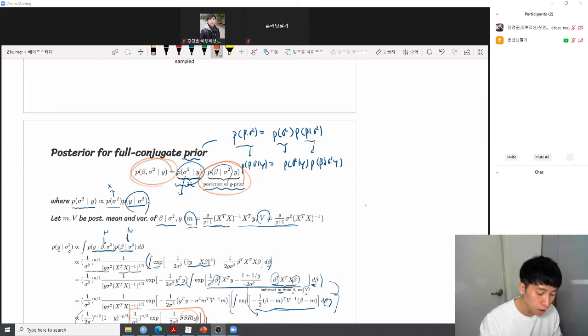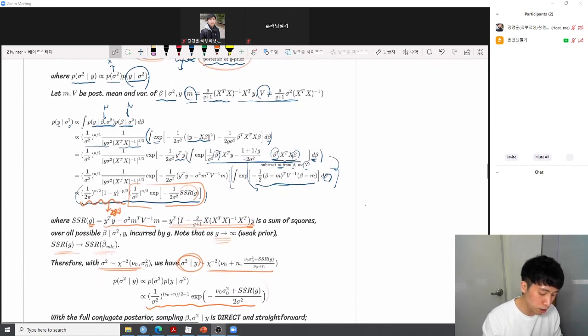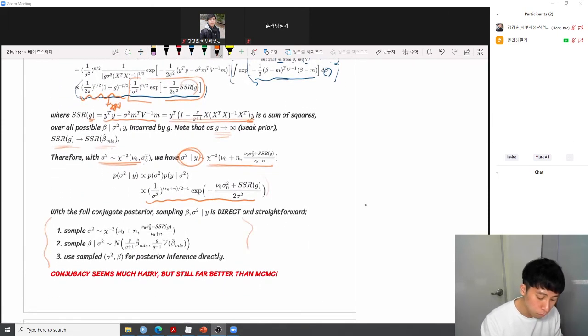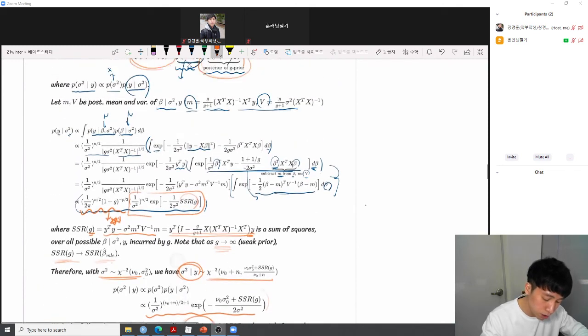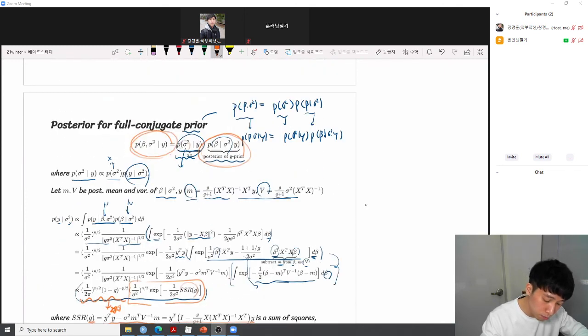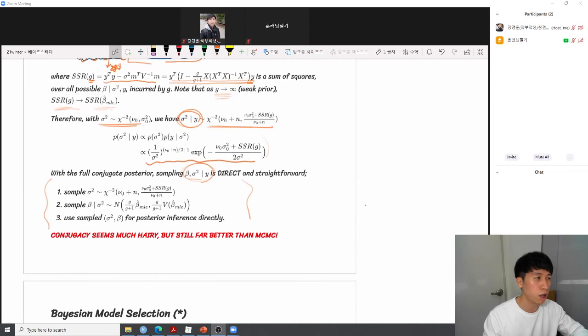But this algorithm is just the sampling scheme for the full joint posterior, right? First we sample from sigma squared, and then, conditional on this sigma squared, we sample from beta, and as a result, we get a sample from the joint posterior, right? So the code here is very easy. There's nothing special about this.